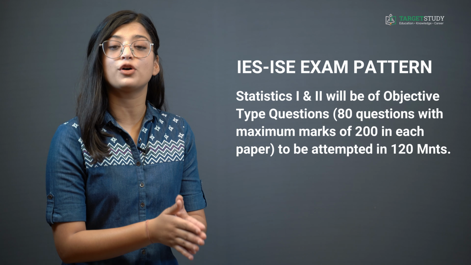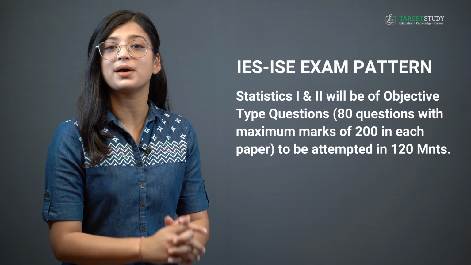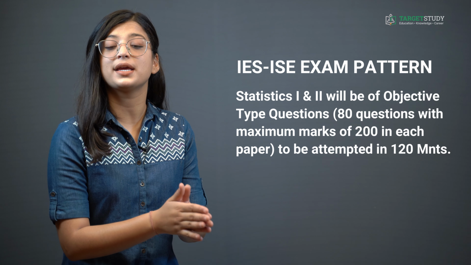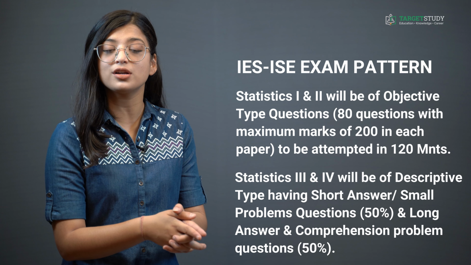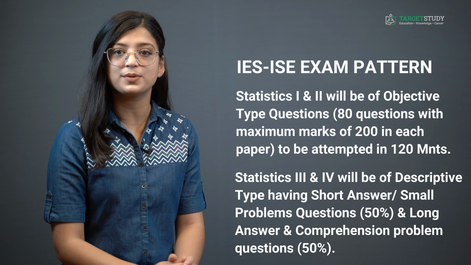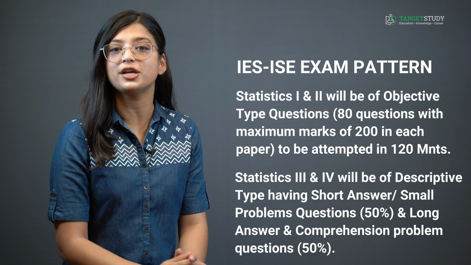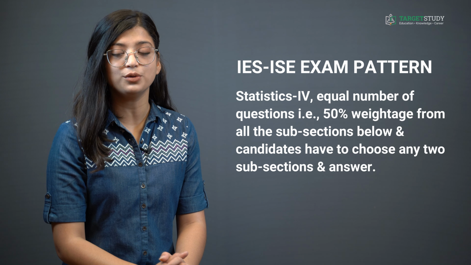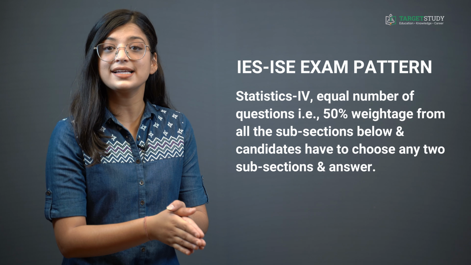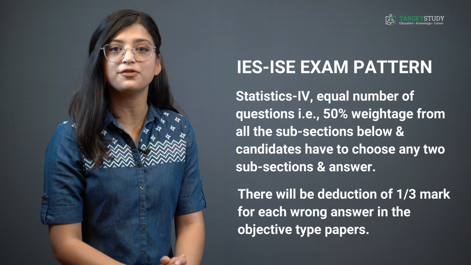Statistics 1 and 2 will be of objective type questions, 80 questions with maximum marks of 200 in each paper, to be attempted in 120 minutes. Statistics 3 and 4 will be descriptive type, having short answer or short problem questions 50% and long answer and comprehension problem questions 50%. At least one short answer and one long question from each section are compulsory. In Statistics 4, there is an equal number of questions, that is, 50% weightage from all subsections below, and candidates have to choose any 2 subsections and answer. There will be a deduction of 1/3 mark for each wrong answer in the objective type papers.